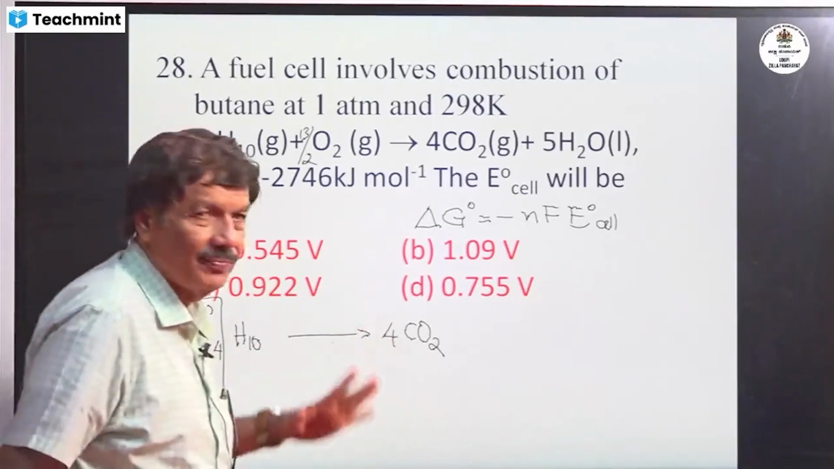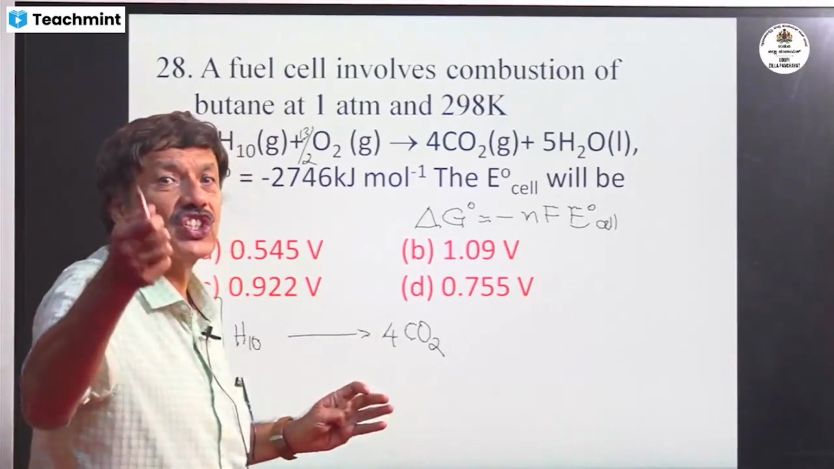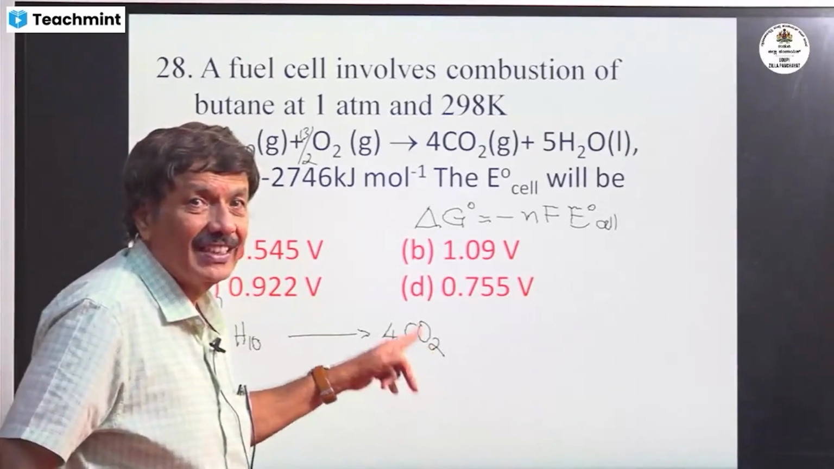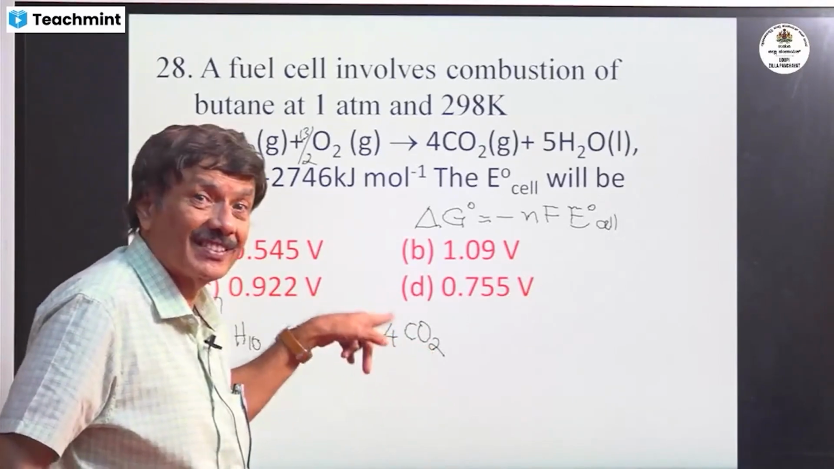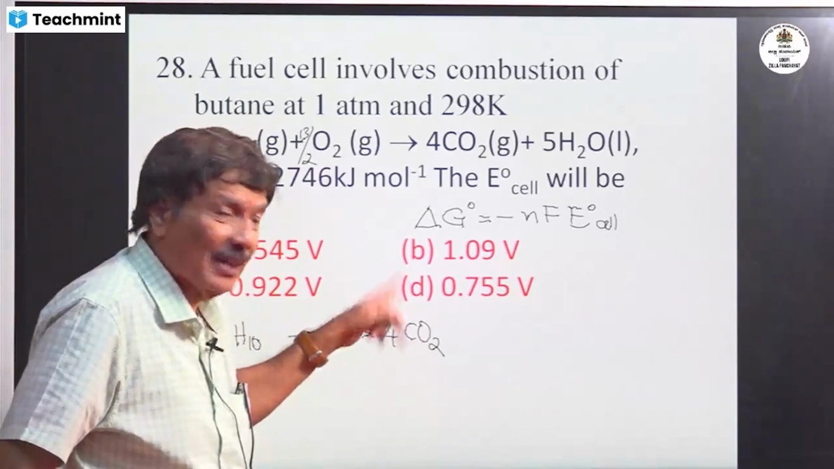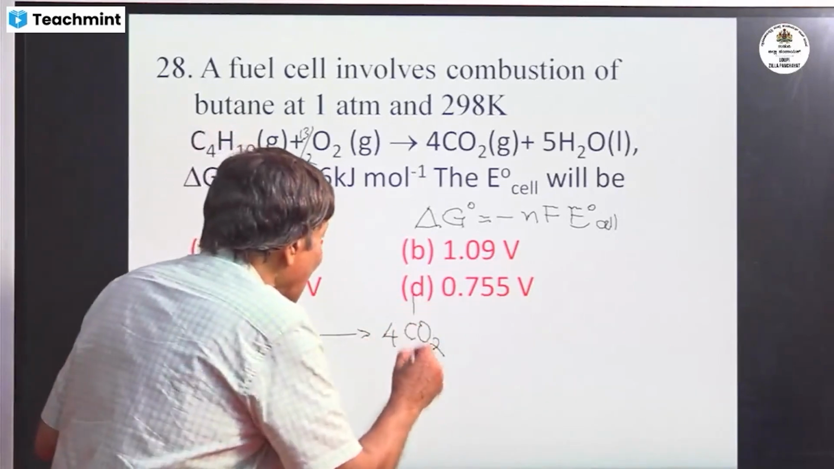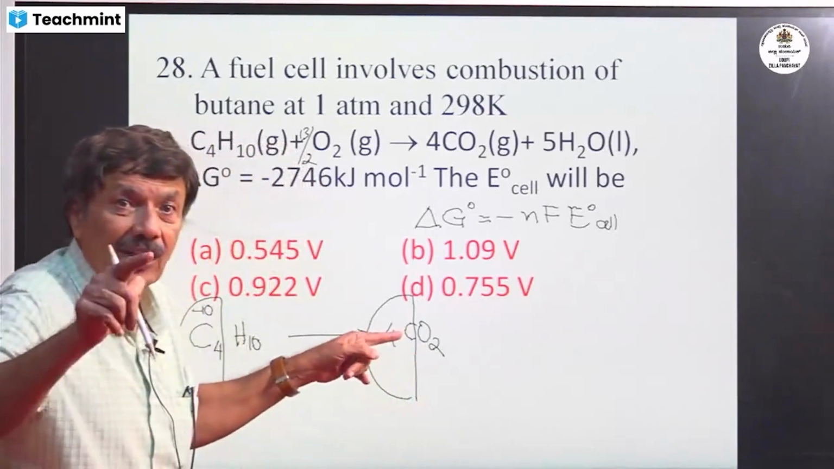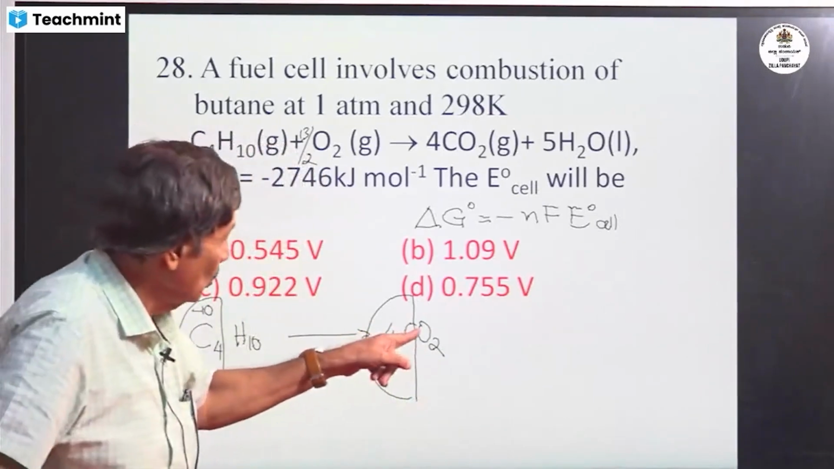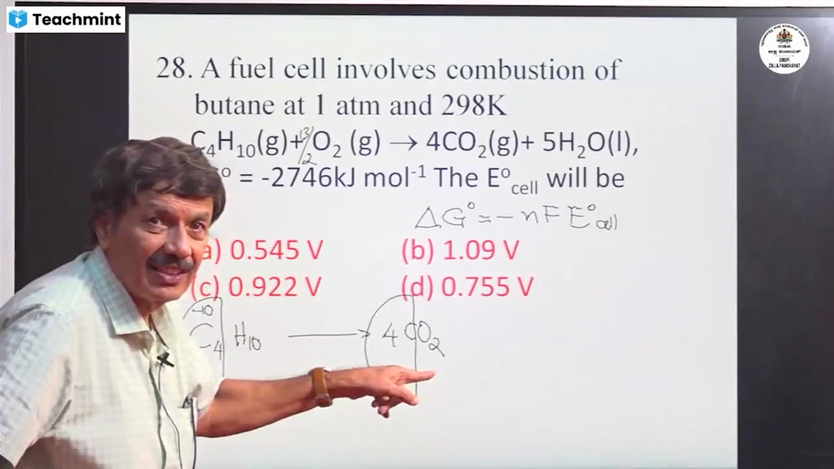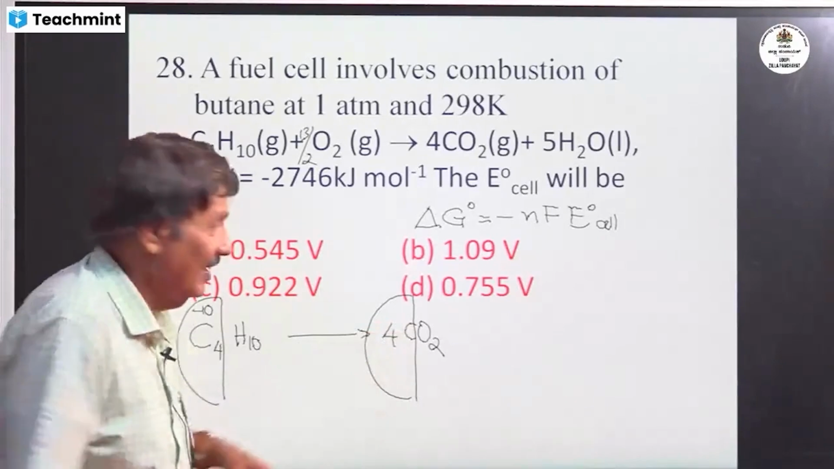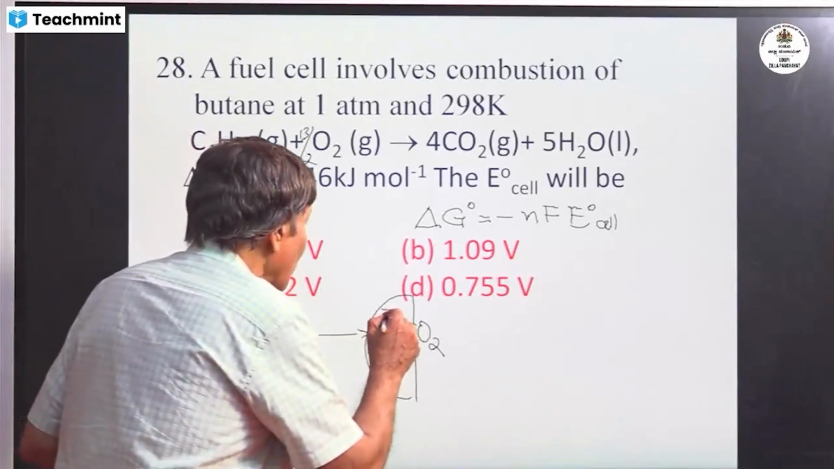Come to this. Each oxygen is 2 minus. 2 oxygens means 4 minus. Each carbon is 4 plus. 4 carbons are there. Each oxygen is 2 minus, 2 oxygens are there, 4 minus. Each carbon should be 4 plus. But 4 carbons are there, 4 carbons plus 16.